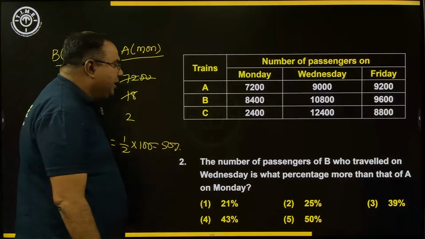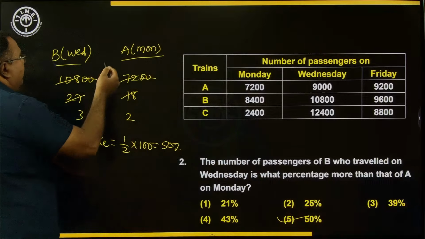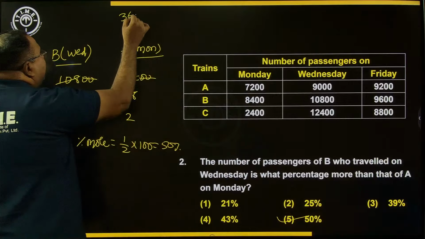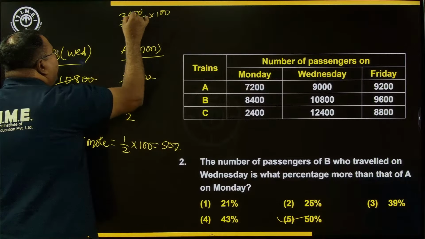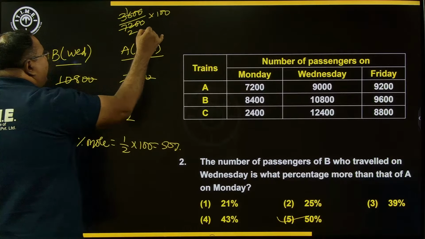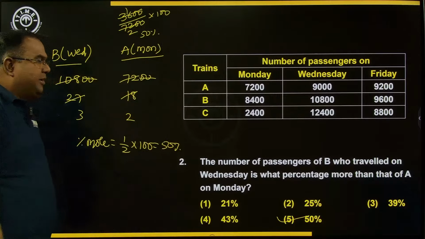Removing common factor will make your calculations easy. Or directly, if you want to solve, you can do this here. Difference is 3,600 by 7,200 into 100. Anyways, 1 upon 2, it is 50%. Or remove the common factor, I am getting 3 and 2, so it is 50% more.